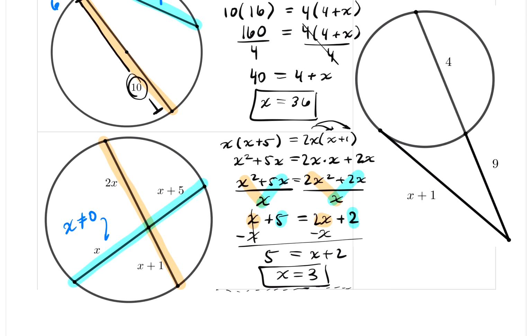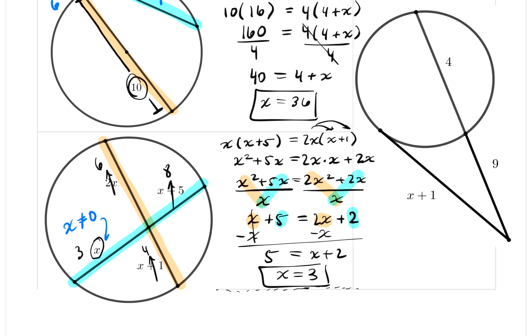Shirley, is my answer right? Okay, well, let's check. Let's check if our answer is right. X over here, this is a 3, right? X plus 5, 3 plus 5, that's 8, right? 2 times x, okay, 2 times 3, that's 6. Okay, and then x plus 1. So, 3 plus 1 is 4, okay?